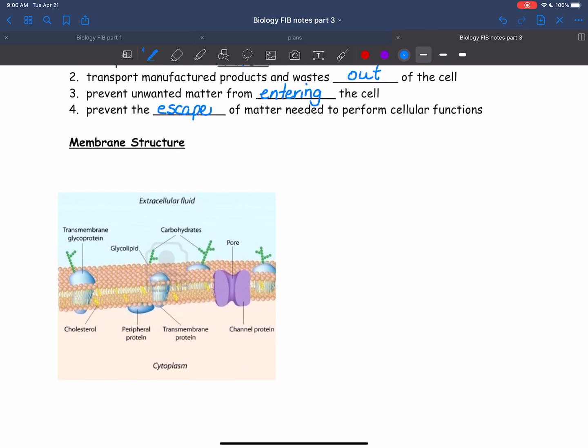Now, when it comes to the membrane structure, what we're going to see is that it is known as a fluid mosaic model. Fluid because it is this fluid material that can bend and twist. It's not a rigid material. And mosaic because it's made of many different components.